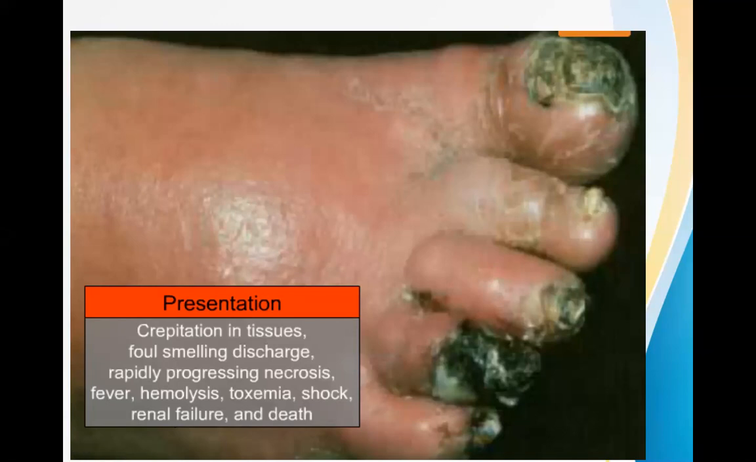So let me tell you one thing here. This is a very serious condition to have in the patient. If diagnosis and treatment is delayed, the patient can die.